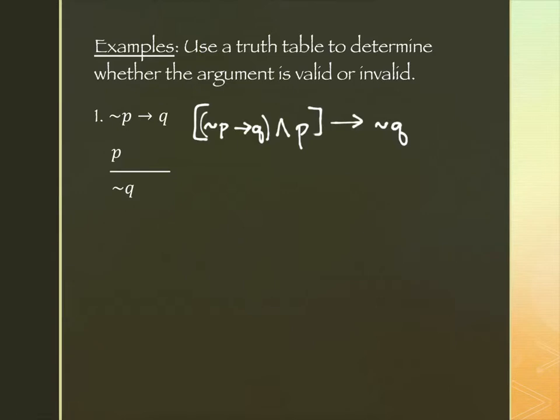Okay, it always works the same way. You join the first statement and the second statement with "and," put it in big giant brackets, you do an arrow, and then you end with the final statement. In this case, it's tilde Q. Now, what does our truth table look like?